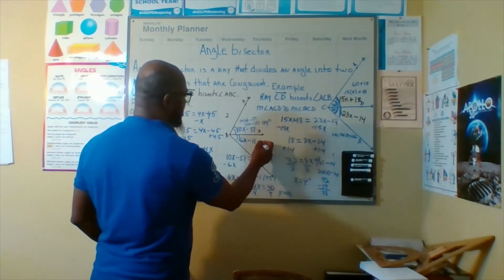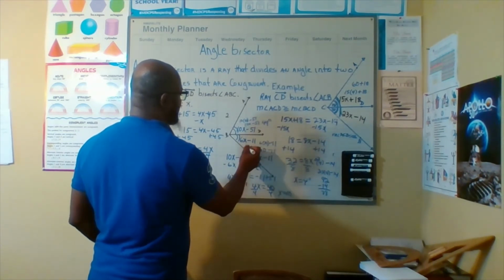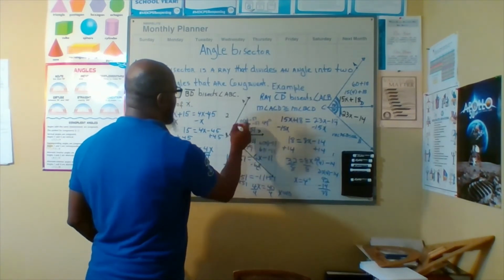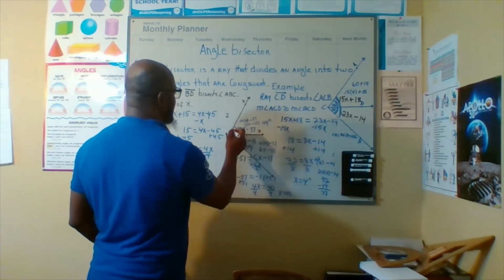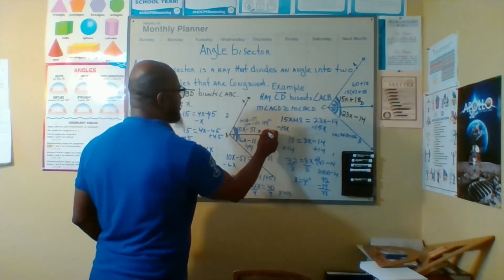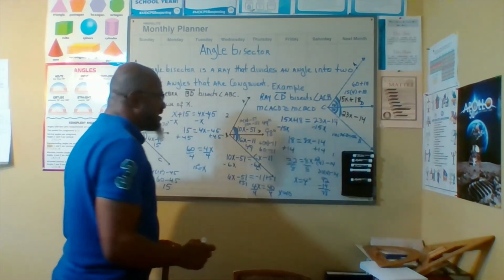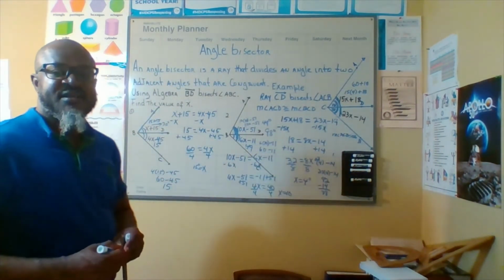So we'll have 6 times 10 minus 11. We'll have 60 minus 11 is 49. So the entire angle will be 49 plus 49. This angle will be 98. The entire angle will be 98 degrees. So this is the concept of bisector.